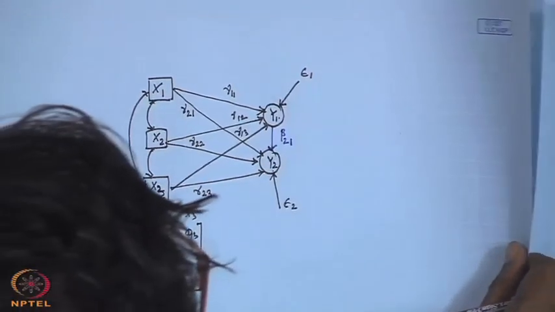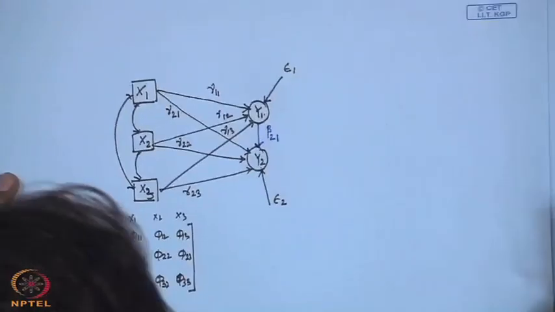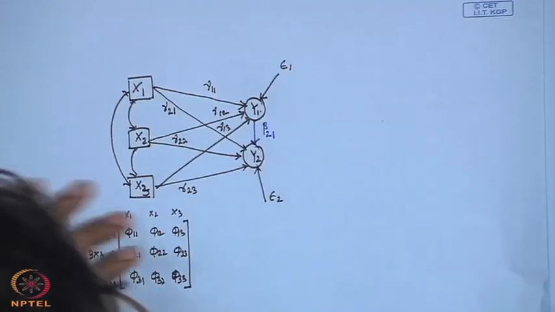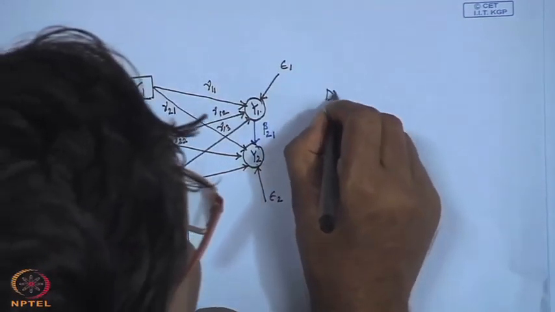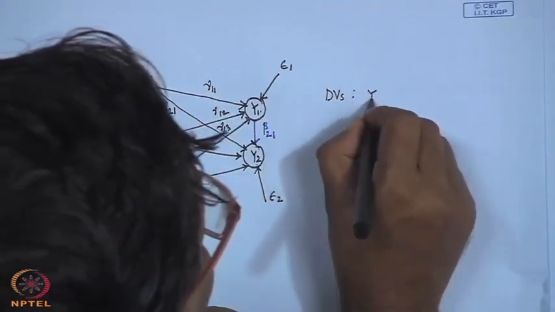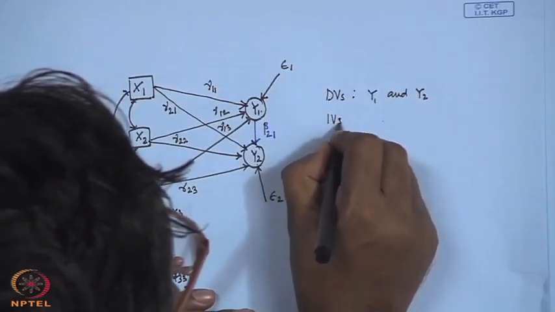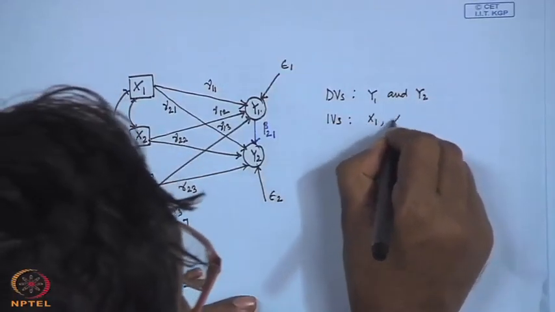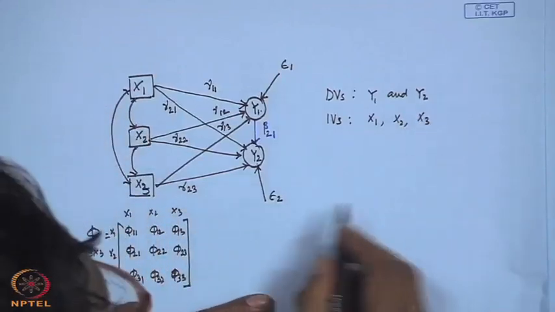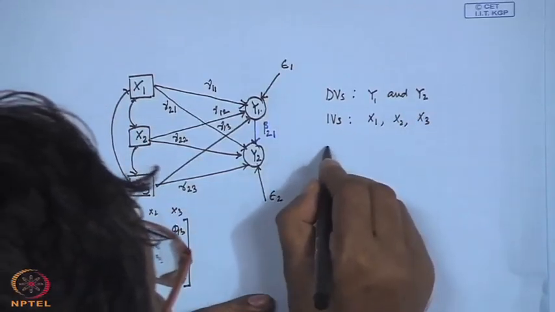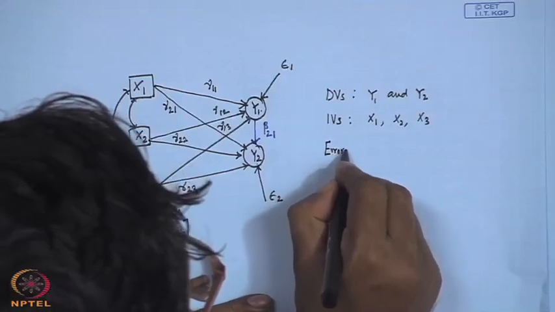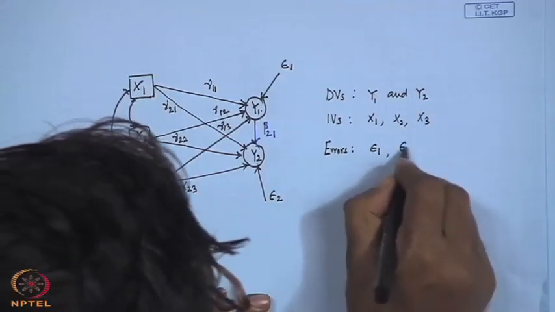So, if you want to write the equation for this, how many variables are there? Different types. One set is DVs, that is y1 and y2. Another set is IVs, that is x1, x2, x3. Another set is errors, epsilon 1, epsilon 2.